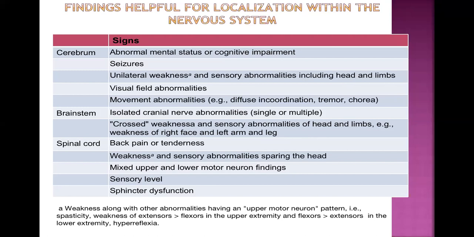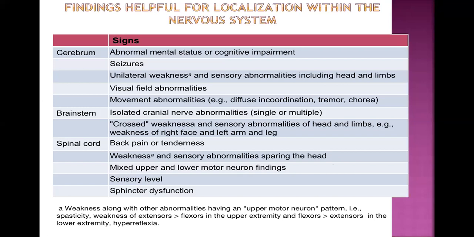If there is a problem in the spinal cord, the person may complain of back pain, or when we press the spine, there is tenderness. There is weakness and sensory abnormality which spare the head, because there is no reason why the head would be affected, as we are talking about spinal cord lesion. There may be mixed upper and lower motor neuron findings. This is a very, very important point in spinal cord disease.